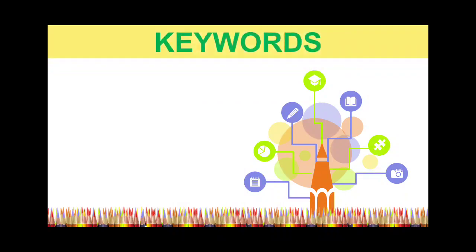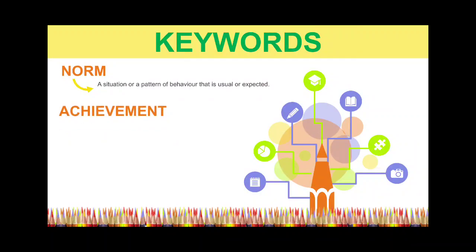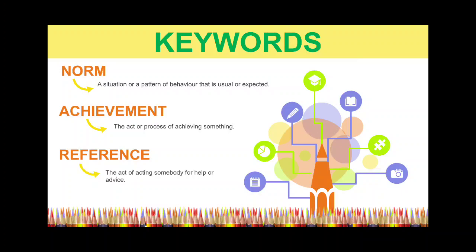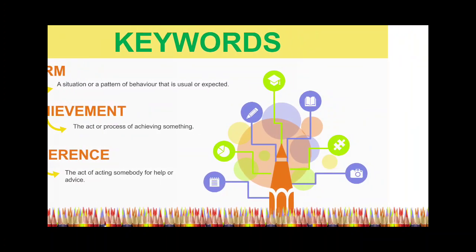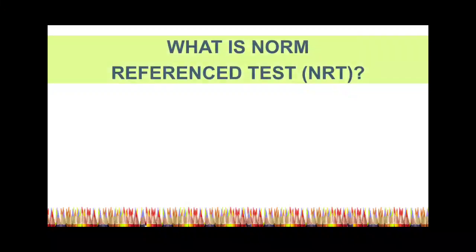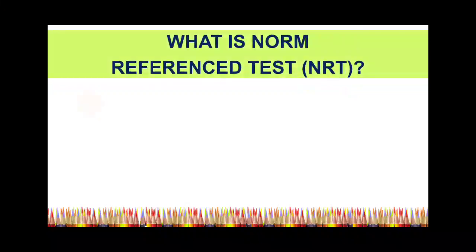So, some of the keywords are norm. That means it's a situation or a pattern of behavior that is usual or expected. Achievement, which means the act or process of achieving something. And reference, the act of asking somebody for help or advice. So what is norm reference test?